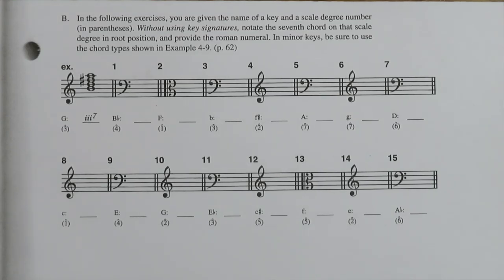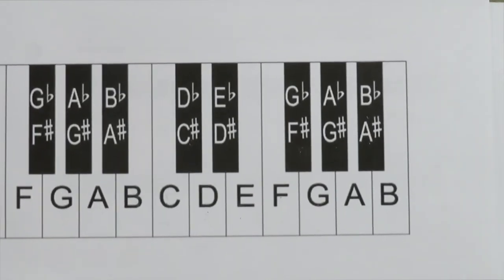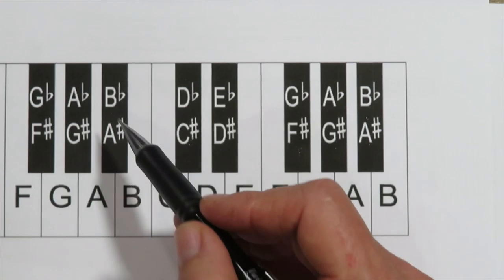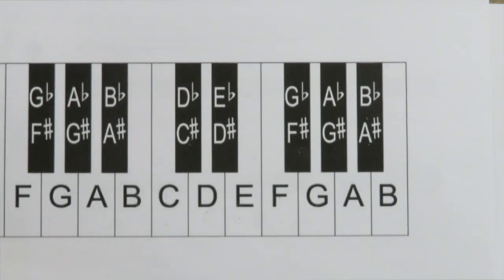So now we can build our B flat major scale. Now that we know the flats, B flat and E flat, all right? Here's one, two, three, there's our four chord. So in a major key, what quality is the four chord?